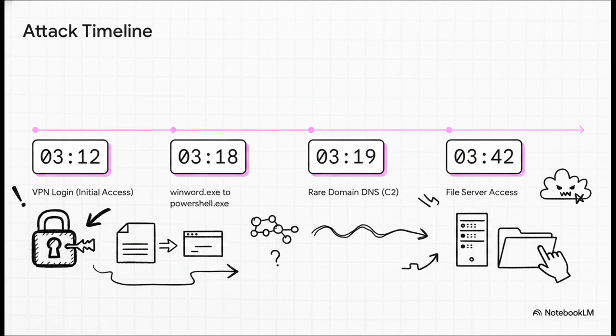Just look at the timeline we've built. At 03:12, the attacker gains initial access via a compromised VPN login. By 03:18, they achieve execution when Word spawns PowerShell. A minute later at 03:19, they establish command and control with a rare domain DNS query. And at 03:42, they hit the collection phase by accessing the file server. See, you aren't just looking at isolated alerts anymore, you're reading a complete start-to-finish phishing-to-collection attack story.